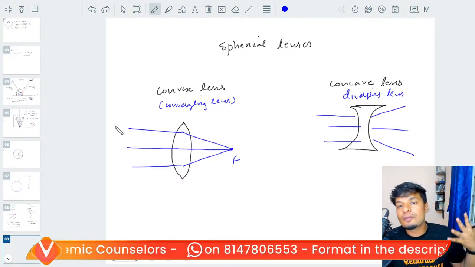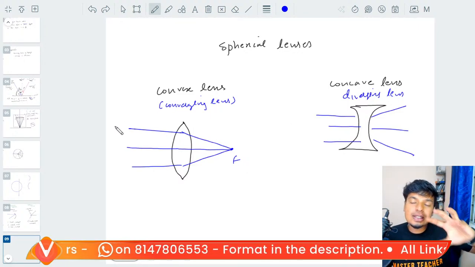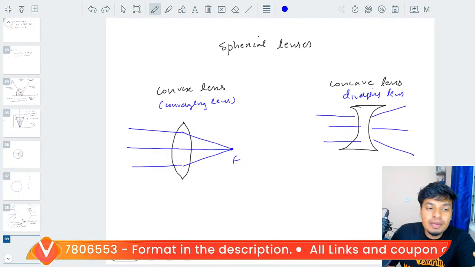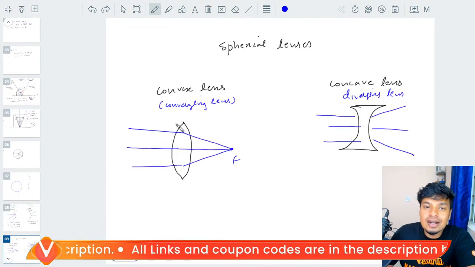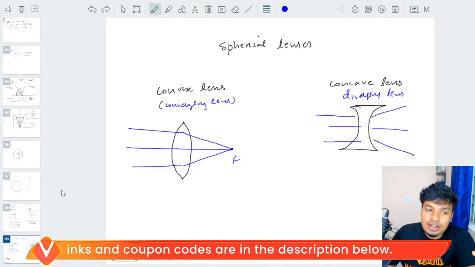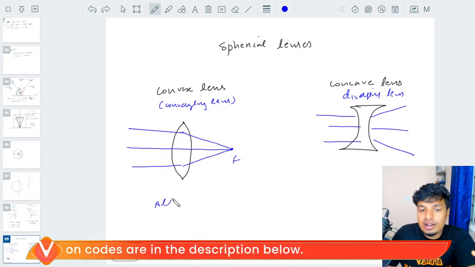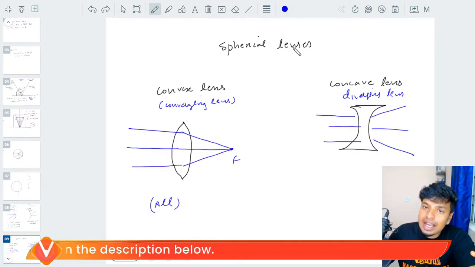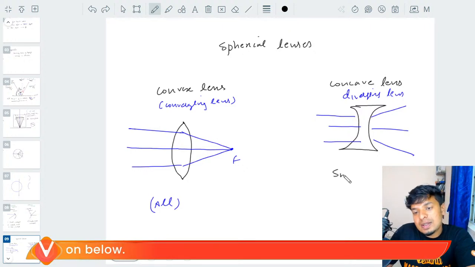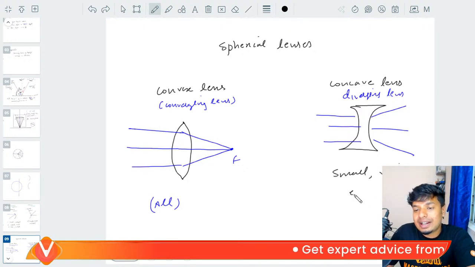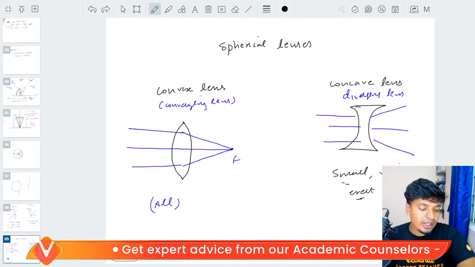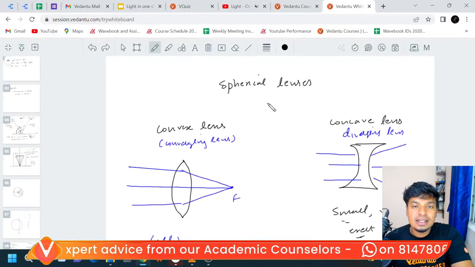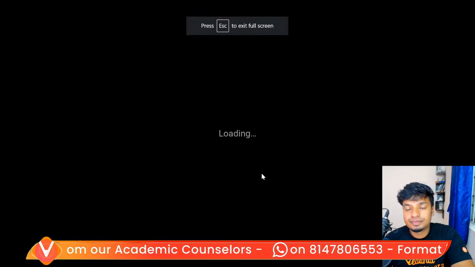And what are the types of images formed? Guys, it is just opposite to mirrors. In the mirror, we saw concave forms all the types of images. Here, the convex forms all the images. Okay, all. The concave, again, only small, virtual, and erect in the concave lens. Got it? Simple, guys.